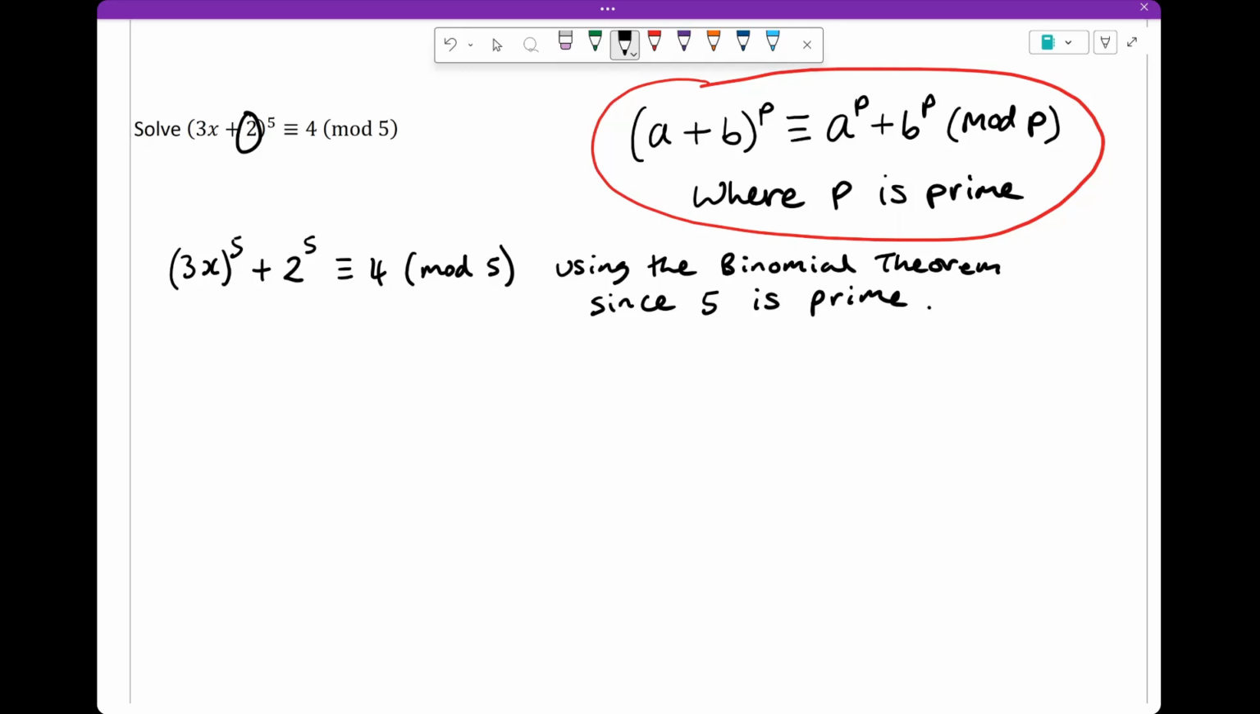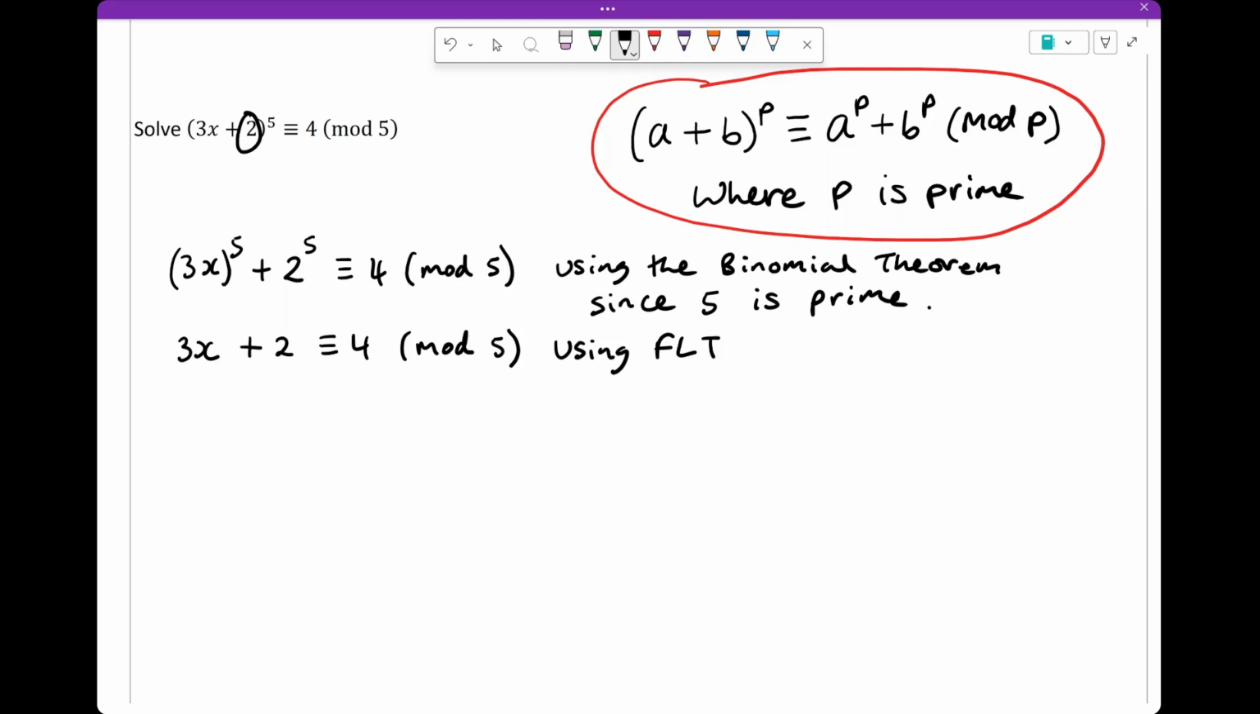Then we've got our two terms raised to a power on the left hand side. The power is prime, it's 5, it matches our mod, so we can make use of Fermat's little theorem. We could say the 3x raised to the power of 5 is just congruent to 3x in mod 5, and then the 2 raised to the power of 5 is just congruent to 2 in mod 5. So therefore 3x plus 2 is congruent to 4 mod 5, and that is using Fermat's little theorem.